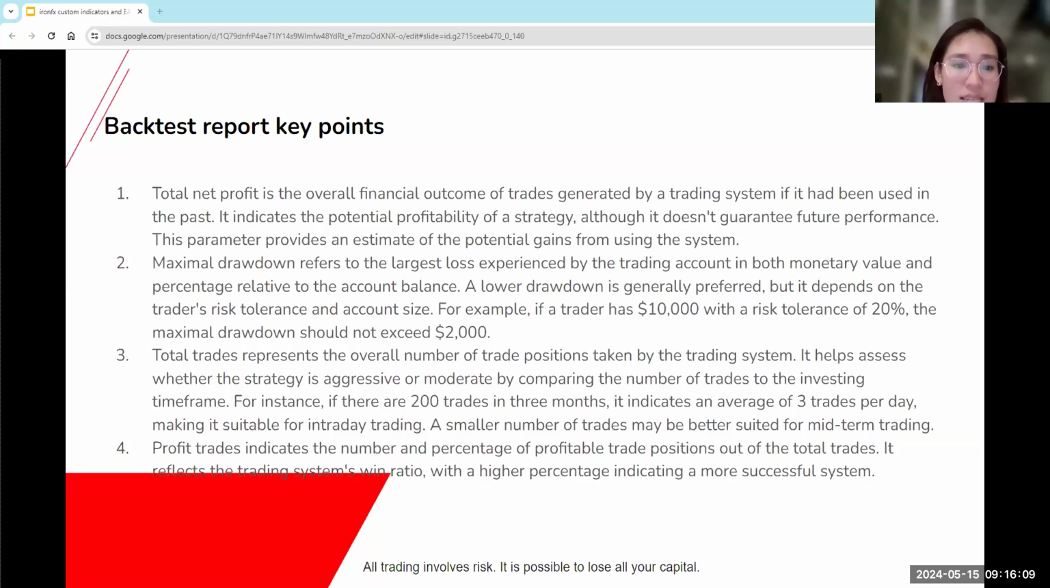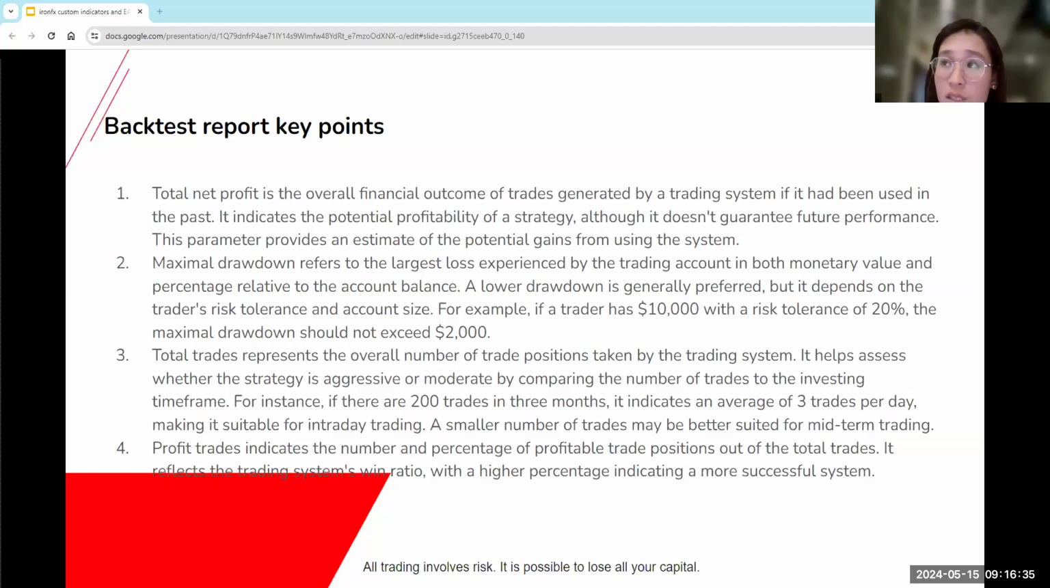Number three is total trades, and this represents the overall number of trade decisions taken by the trading system. So it helps to assess whether the strategy is aggressive or moderate by comparing the number of trades to the investing time frame. So for instance, if there are 200 trades in 3 months, it indicates an average of 3 trades per day, making it suitable for intraday trading. A smaller number of trades may be better suited for mid-term trading.